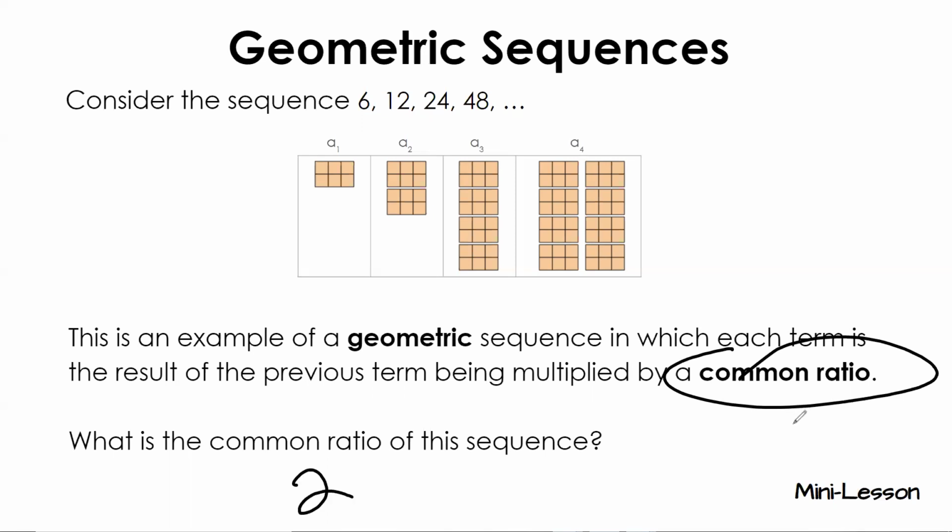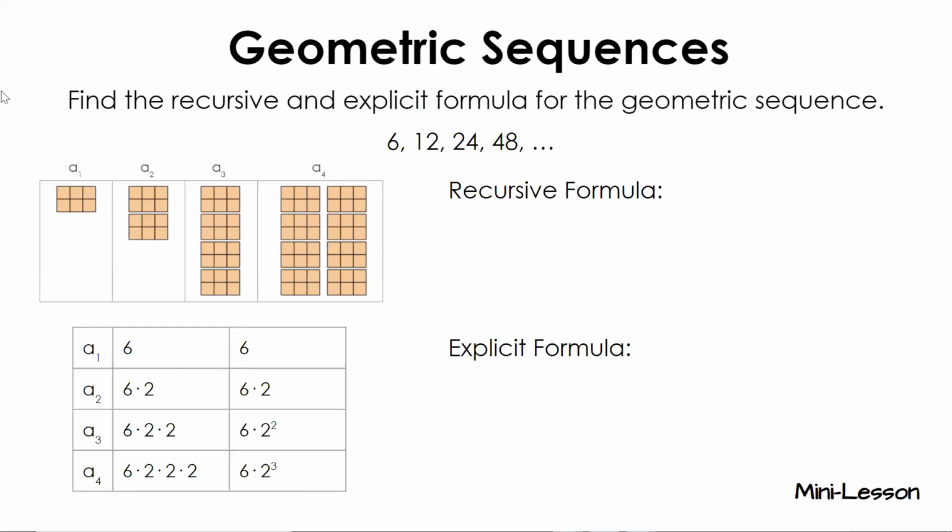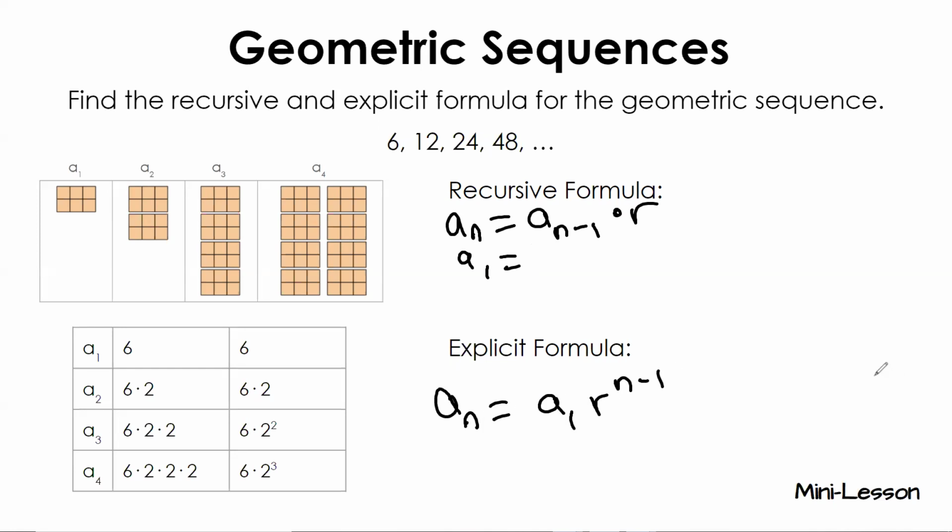Good. Like I said, this is the easy stuff. You got to pay attention though. Okay. We're going to write out the recursive and the explicit formula. You're writing this on your paper. Ready? So the recursive is going to be a sub n equals a sub n minus 1 times r. And you're going to state what a sub 1 is. The explicit is going to be a sub n equals a sub 1 times r raised to the n minus 1.